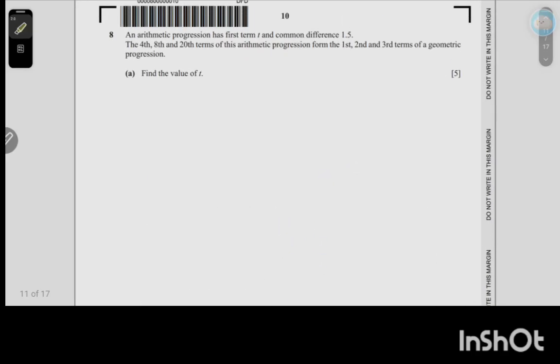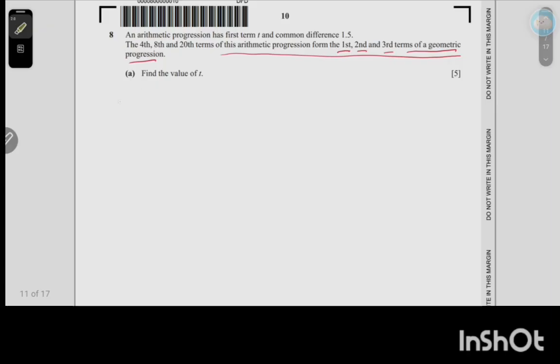How to solve this one? An arithmetic progression has first term t and the common difference is 1.5. The fourth, 8th and 20th terms of the arithmetic progression are the first, second and third terms of a geometric progression. This is a very important line. You need to understand this line.